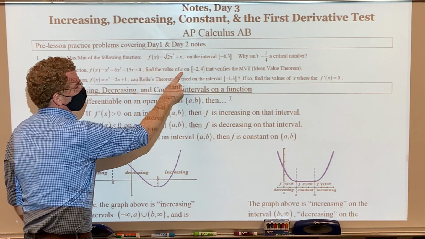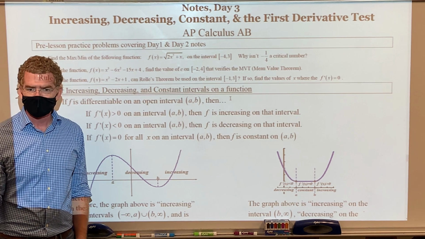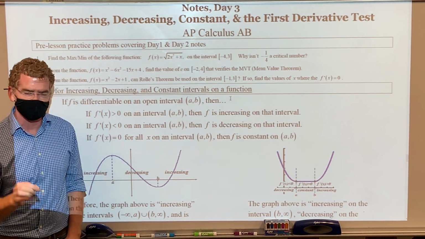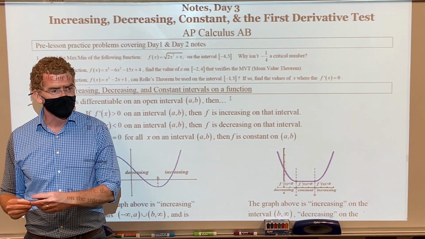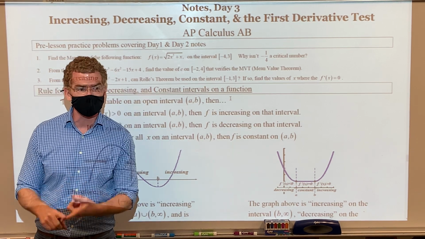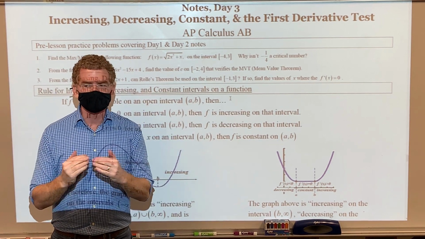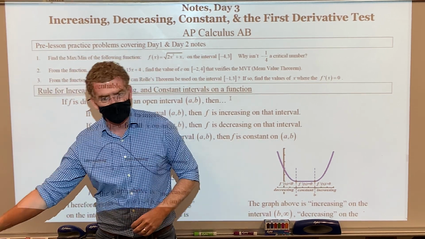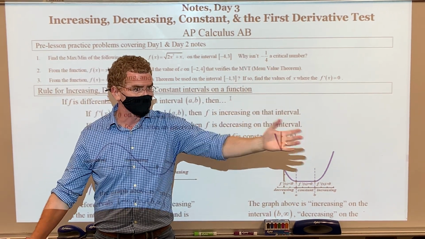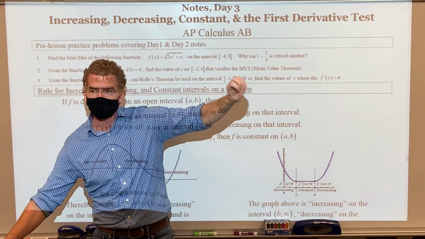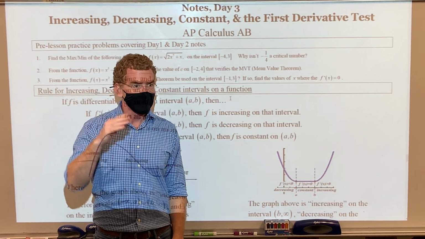And then from this function, find the value of c that verifies the mean value theorem. Do you remember what mean value theorem is asking you to do? We did this yesterday, you weren't here, but the mean value theorem says basically what? One of the conditions is the function has to be continuous on a closed interval and differentiable on an open interval. But what does the mean value theorem say? It says that the slope from beginning to end, which is the average rate of change, that's the right side of the equation, will occur at least one time somewhere else in the graph.